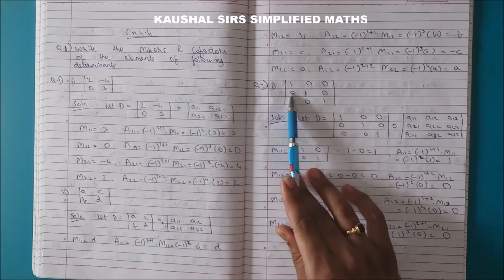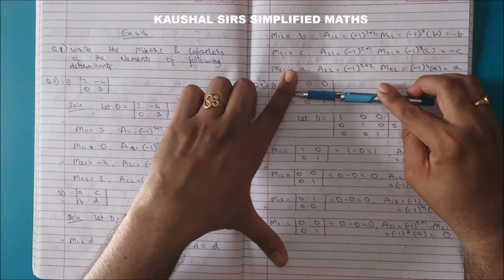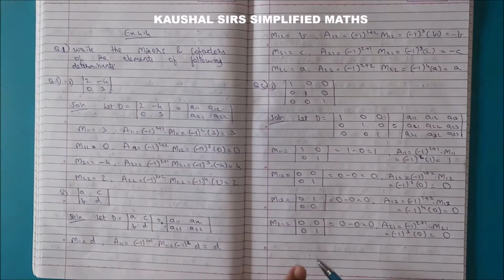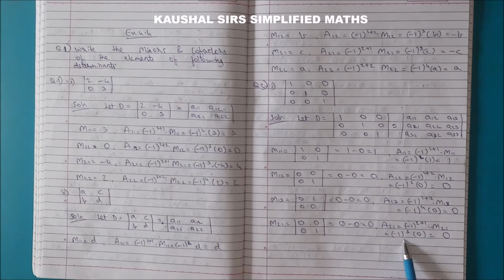So cofactor में आएगा -1 raised to 1 plus 3 into M13, which is -1 raised to 4 into 0, which is 0. Coming to M21, minor of A21. Okay, so cover the second row and the first column. So we are left with these 4 elements. So if you expand the determinant again, 0 minus 0, you get 0. Then A21 is -1 raised to 2 plus 1 into M21. So -1 raised to 3 into M21 का value मिला है 0. So your answer is 0.